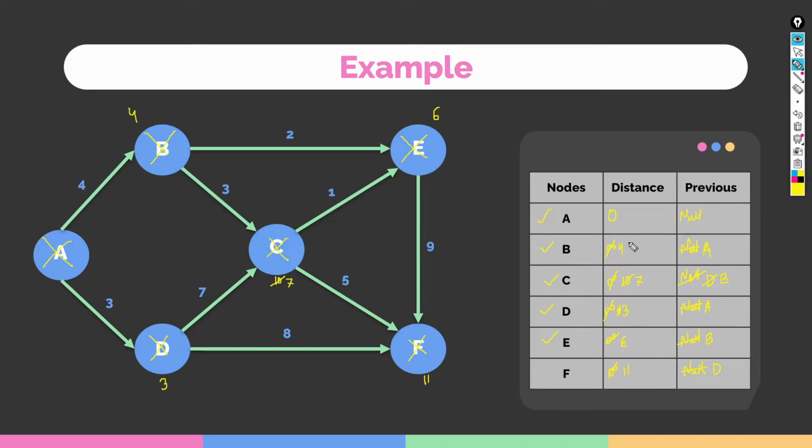So there we have it. We have the lowest distances from A to A, A to B, A to C, A to D, A to E, and A to F, which are 0, 4, 7, 3, 6, 11. Now we'll see how we can get the paths from A to B, C, D, E, and F.